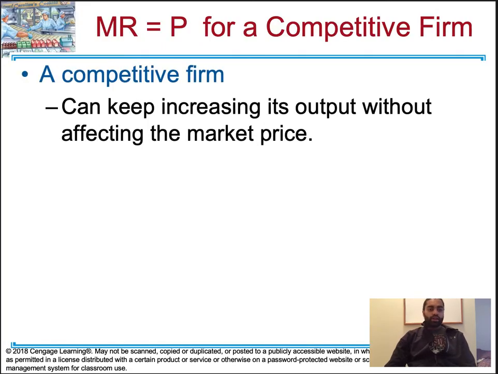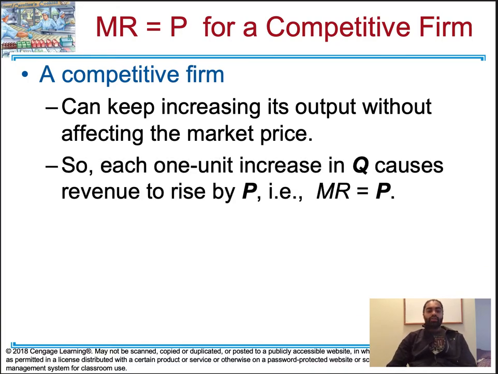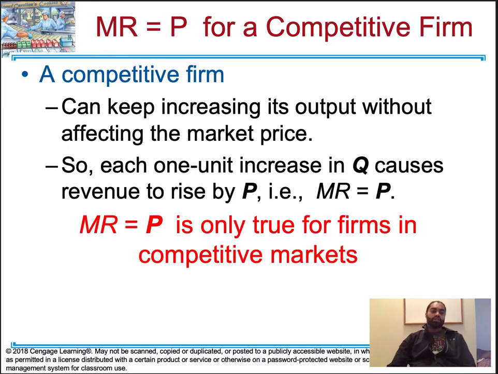A competitive firm can keep increasing its output without affecting the market price. That's basically the only thing a firm can choose, how much they produce. They can't change the price. Again, we established that already. So each 1 unit increase in quantity causes revenue to rise by P. Our marginal revenue is equal to P, which is our price. So marginal revenue equals price, and this is only true for perfectly competitive firms.